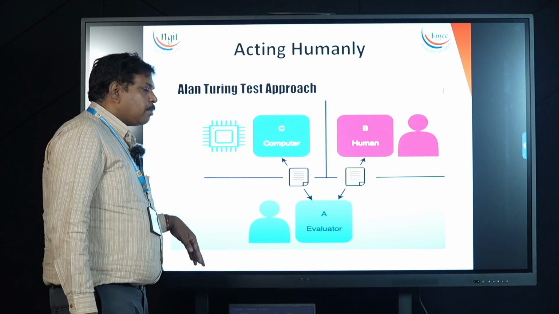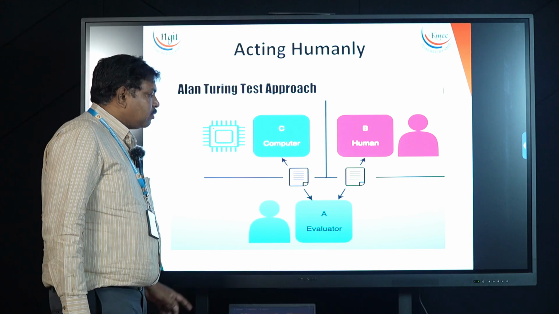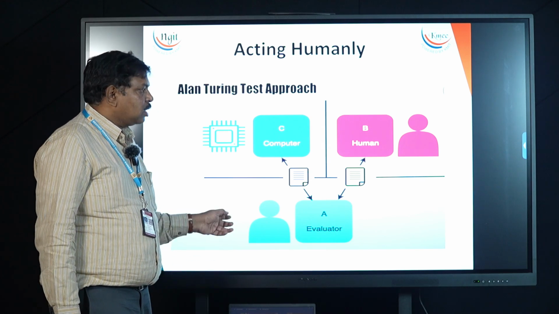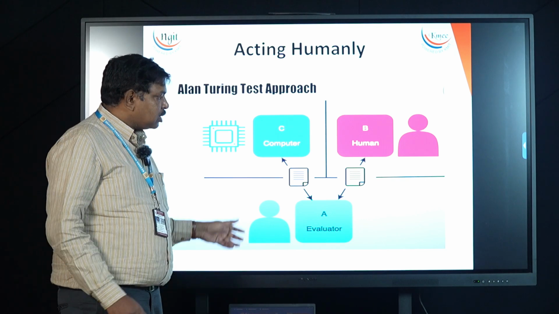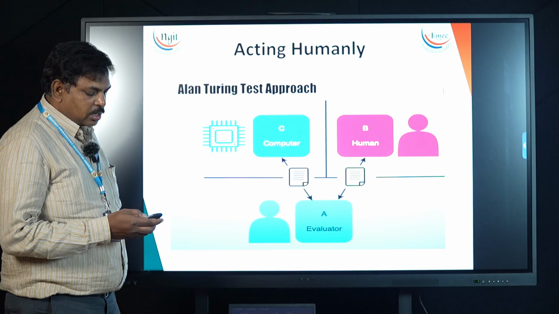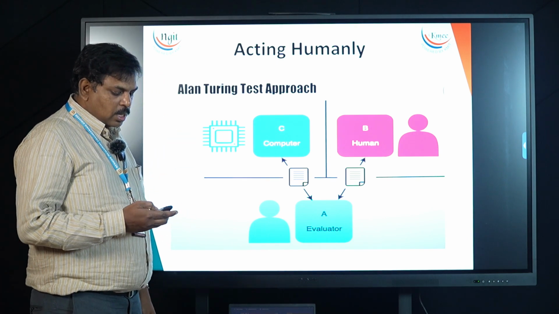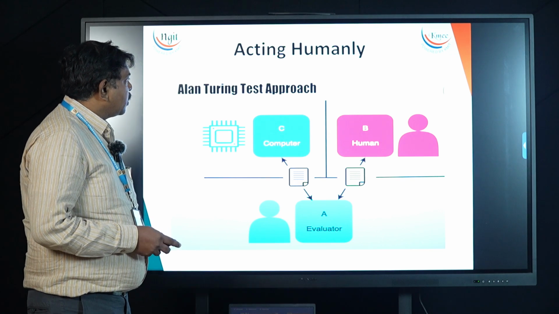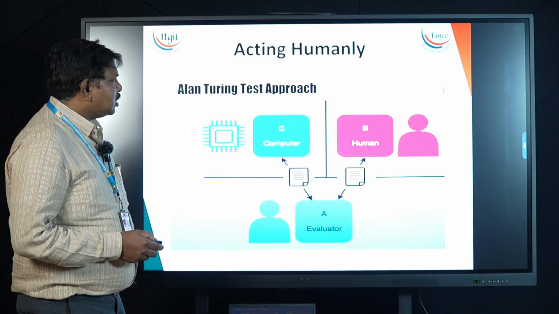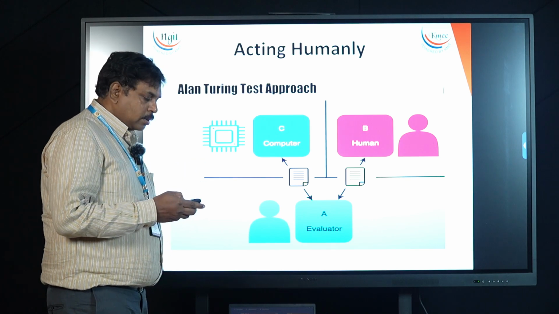Similarly, simultaneously, the machine also has its own goal: that it should convince the interrogator that it is not a machine, it is a human. So, if the machine succeeds in this goal, then we can say that machine is an intelligent machine. That was proposed by Alan Turing during the early days of artificial intelligence. So, here basically we should not distinguish between a machine and a human.